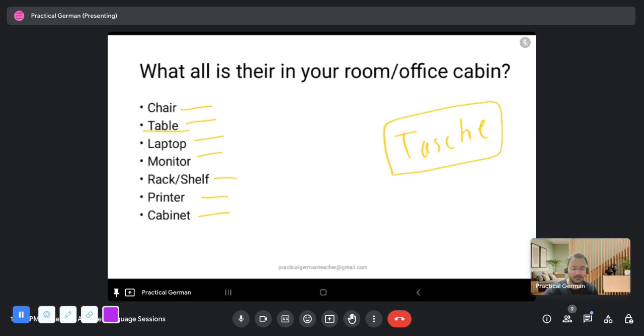Der, die, das? No, der. Think, if I move a table, it will make a screeching sound. And normally men make screeching sounds, so you should use some stupid logic to remember, okay, table is masculine. Laptop.